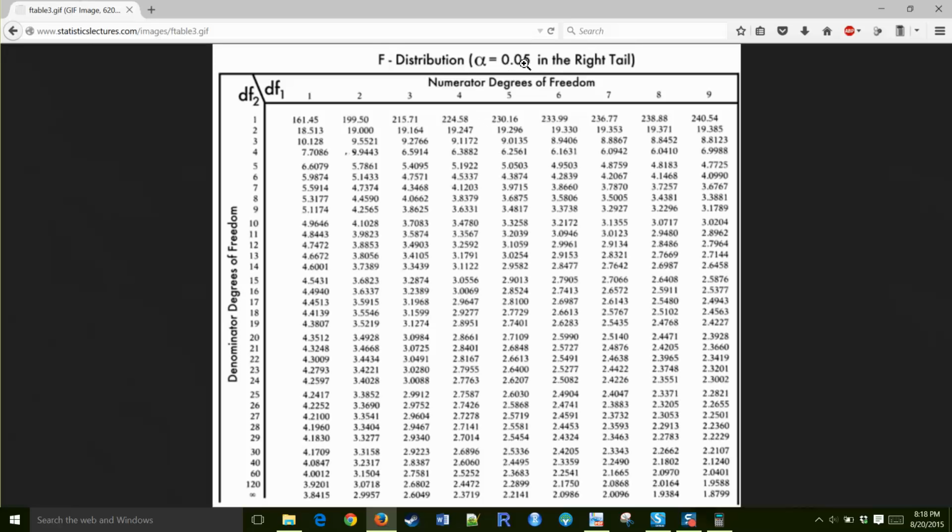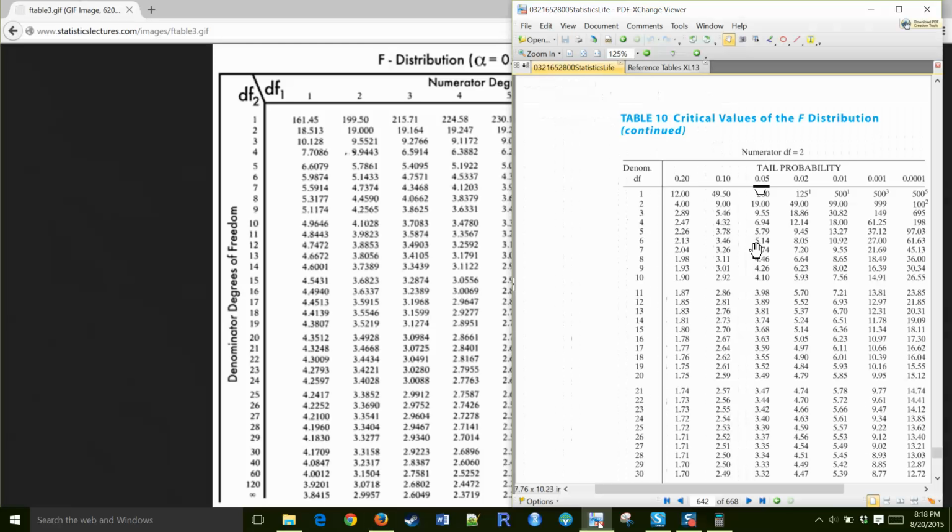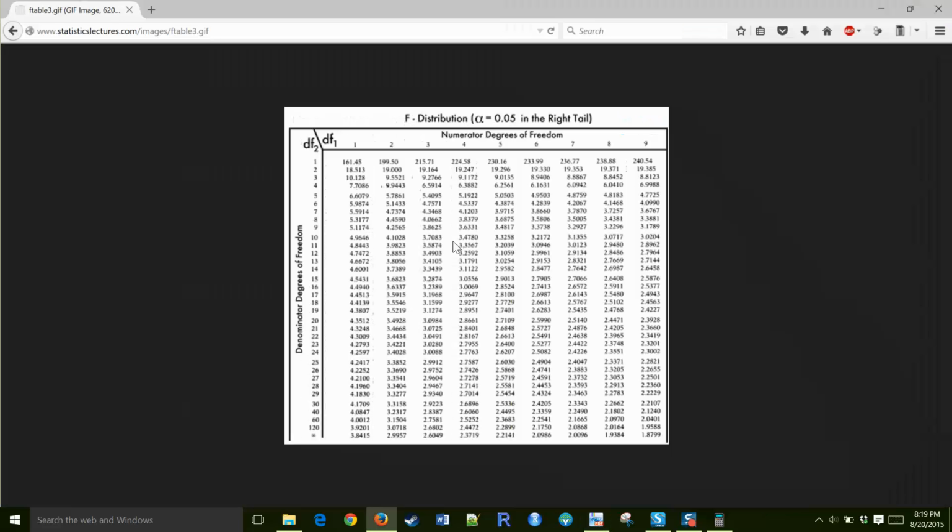On the F table, though, can you expand the tail probability and go even farther to the right or to the left if you wanted to? It depends. Most physical reference tables will just have alpha equal to 5% or alpha equal to 1%. Generally, if you find a textbook, it'll tell you how big your F needs to be if you want it to be statistically significant at the 5% or 1% levels.